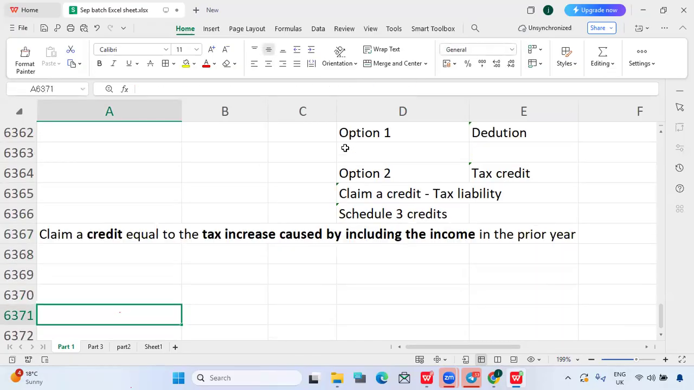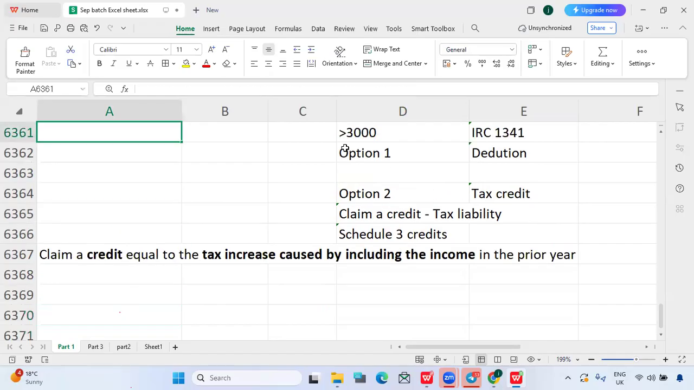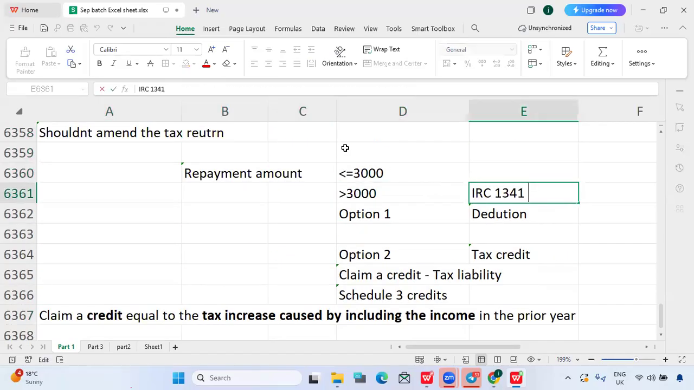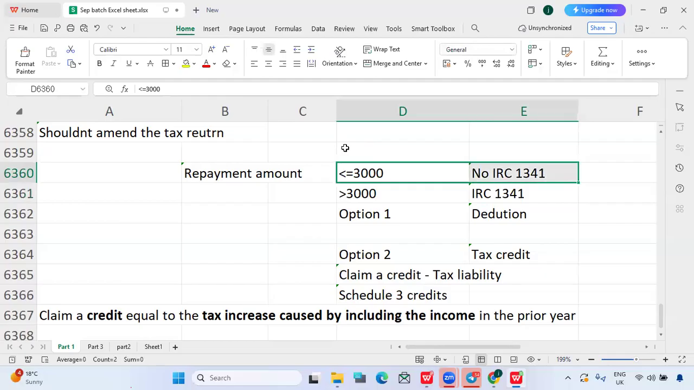Now, when the amount is less than 3,000, then the problem comes into the picture. Section 1341 will apply when the income is more than 3,000. But section 1341 will not be applicable, IRC code 1341, in case of less than or equal to 3,000.